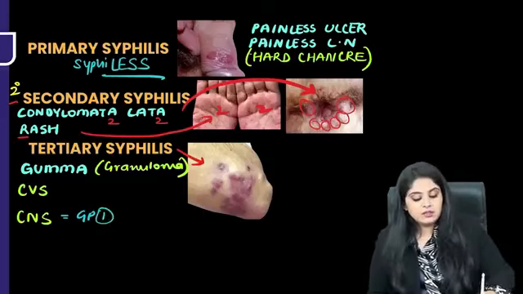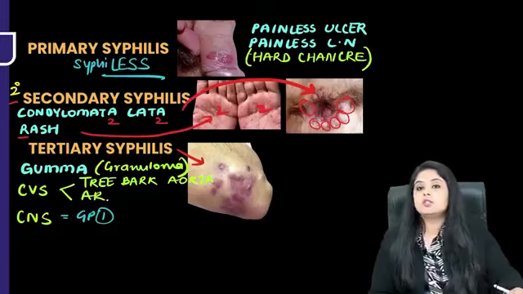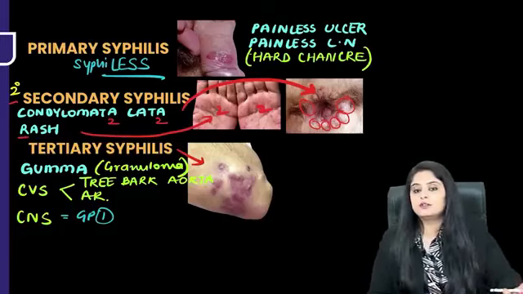And in the cardiovascular system, please note that there is aorta involvement. In fact, in pathology you study a very famous thing known as the tree bark aorta. We study the tree bark aorta, and this can also cause aortic regurgitation. So the aorta is basically affected in syphilis.